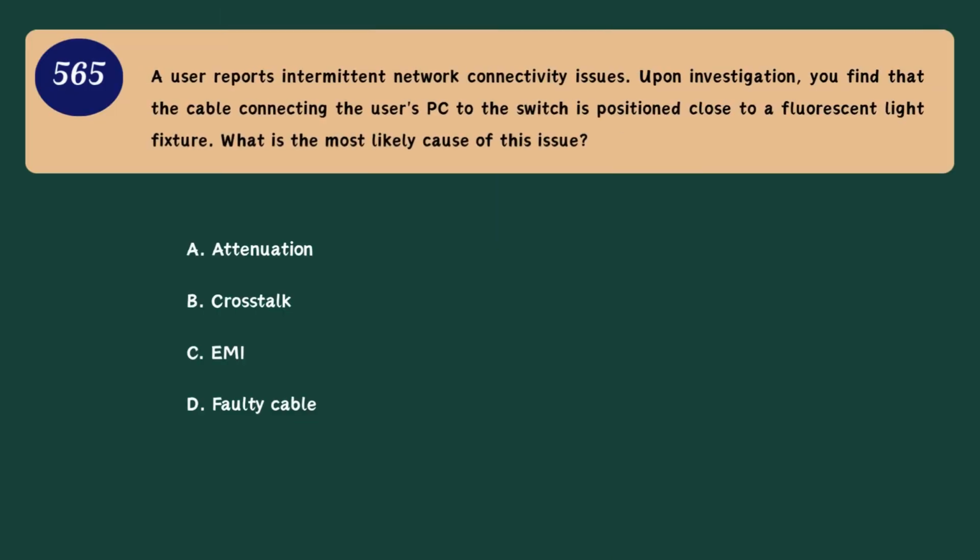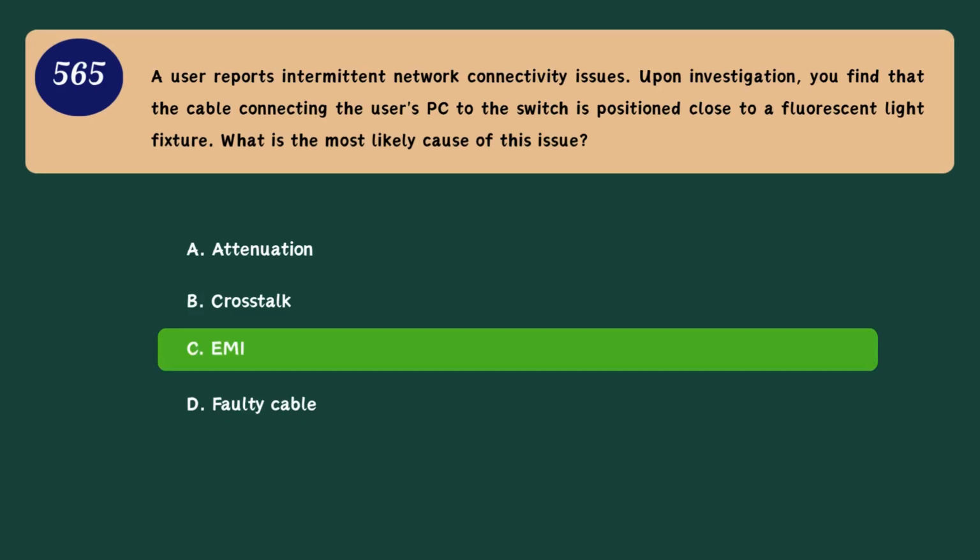Question 565. A user reports intermittent network connectivity issues. Upon investigation, you find that the cable connecting the user's PC to the switch is positioned close to a fluorescent light fixture. What is the most likely cause of this issue? A. Attenuation. B. Crosstalk. C. EMI. D. Faulty cable.